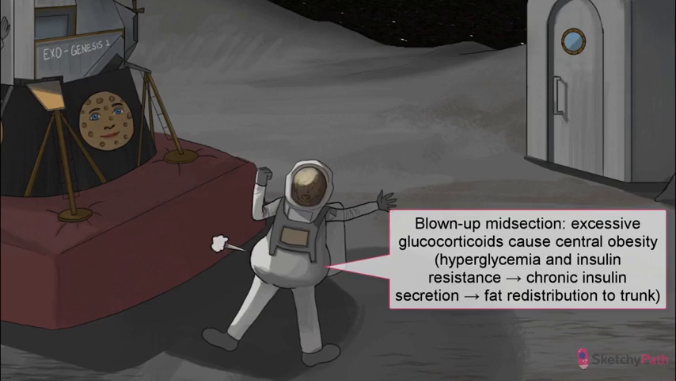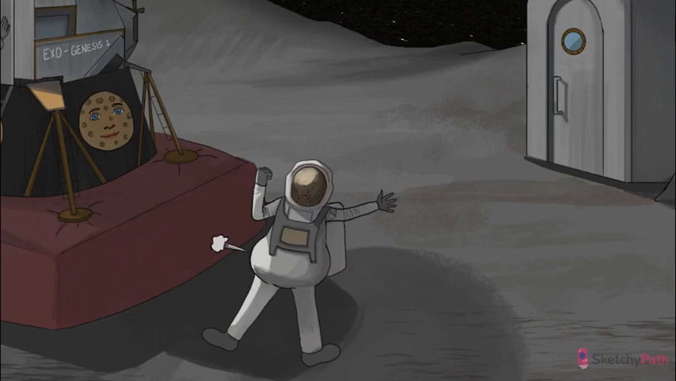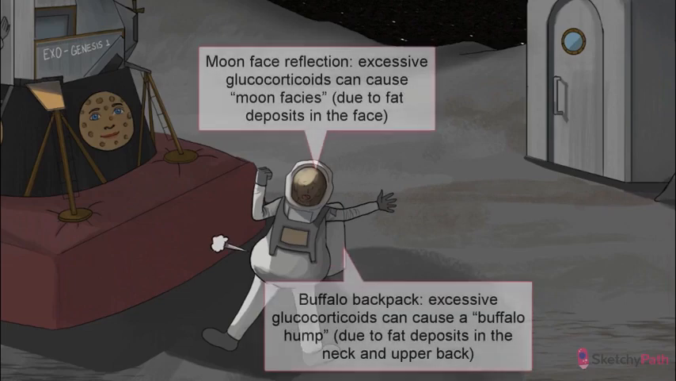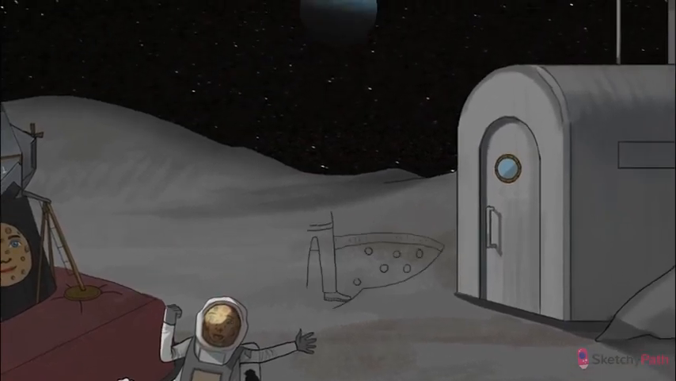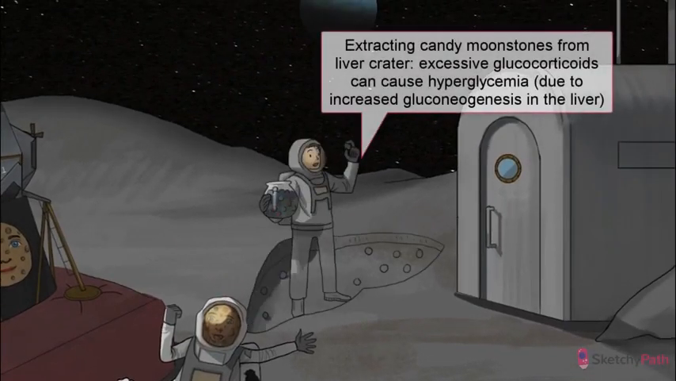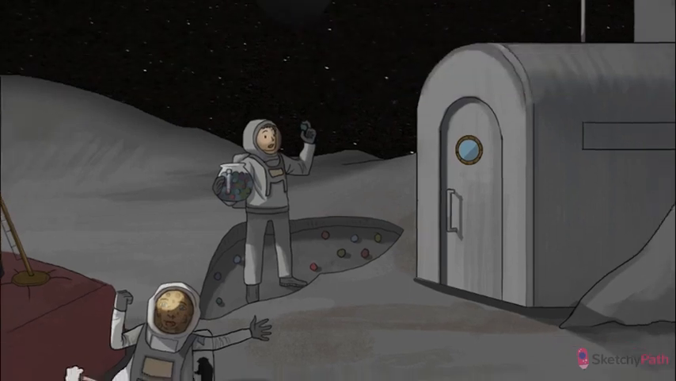And in the setting of Cushing's, fat is classically distributed around the trunk with sparing of the extremities, as depicted by the O2 tank malfunction over here, filling the truncal region of the spacesuit with air. Over time, fat deposits develop in other central areas of the body too, leading to the classic moon faces and buffalo hump appearance. All right, let's talk a little more about blood sugar. Glucocorticoids increase gluconeogenesis from the liver, illustrated by Buzz over here, as he pulls out sugary candy-coated moonstones from that liver-shaped crater. This contributes to chronic hyperglycemia.